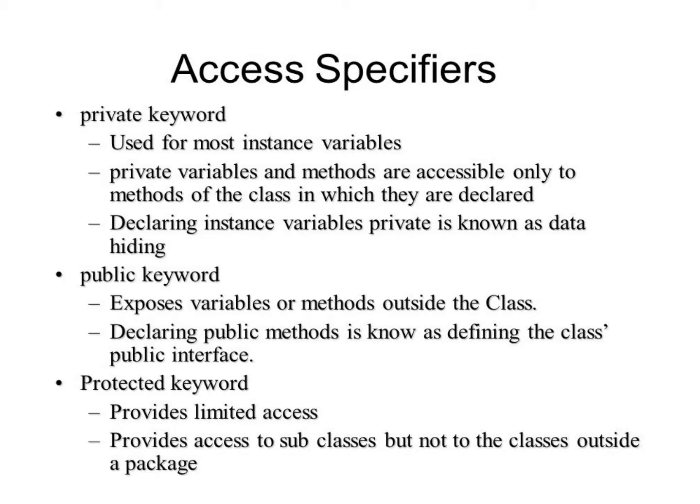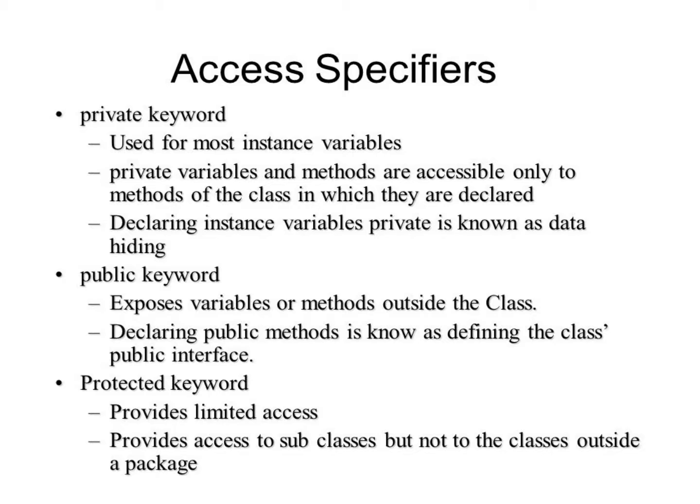Next is the public keyword. It exposes variables or methods outside the class. Declaring public methods is known as defining the class public interface. It means when we declare the members as public, they are accessible to all the classes, all the packages in which the class or the members have been defined. So it is available globally.